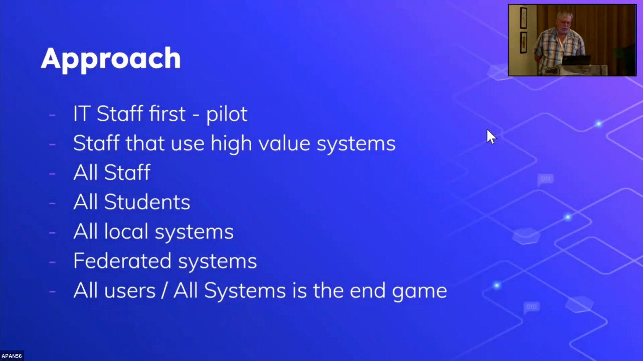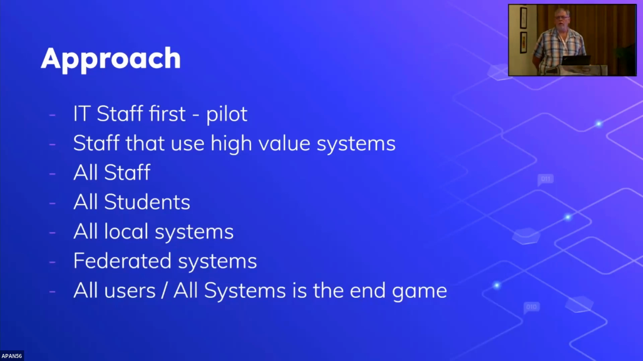Most of the universities had the approach of IT staff first, those who have access to the core systems, make sure that they are secured up first, and they're generally used in a pilot process to get an understanding of what it actually means to turn on multi-factor authentication for users. Then they move on to staff that use high-value systems, staff that use a HR system, staff that run the student systems, they're generally second. Then it's turned on for all staff, then for all students, then make it turned on for all local systems. So it's all users, all systems.